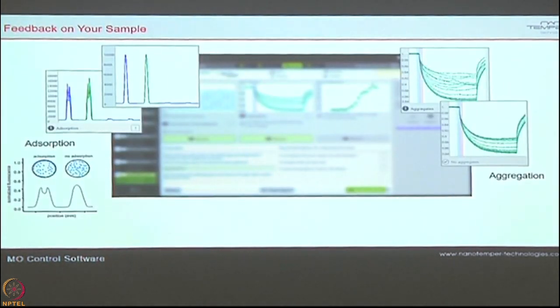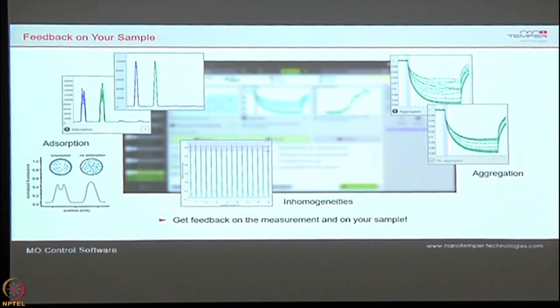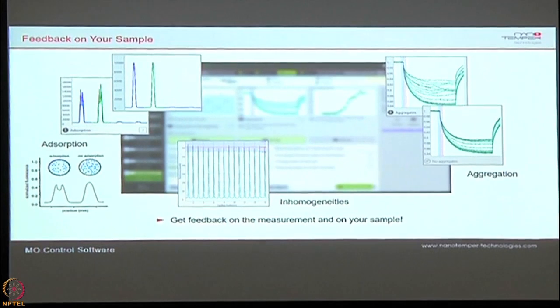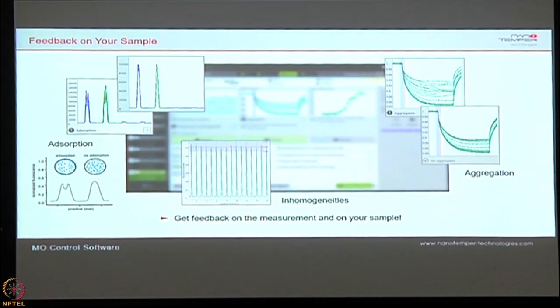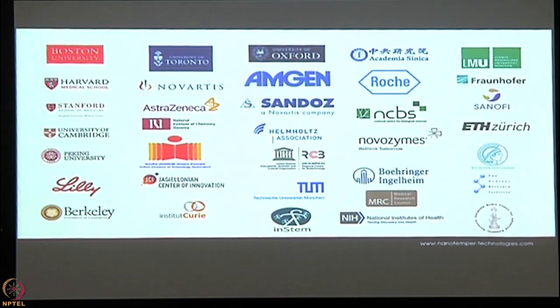So maybe all these things, I don't want to bore you much, because as I said, it's more for users who are actually doing it. In principle, the software is completely artificial intelligence driven. It gives you suggestions at the end of the day on how you need to move on. So I just want to summarize quickly.